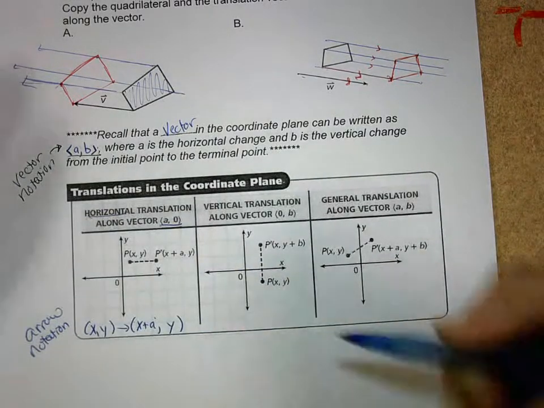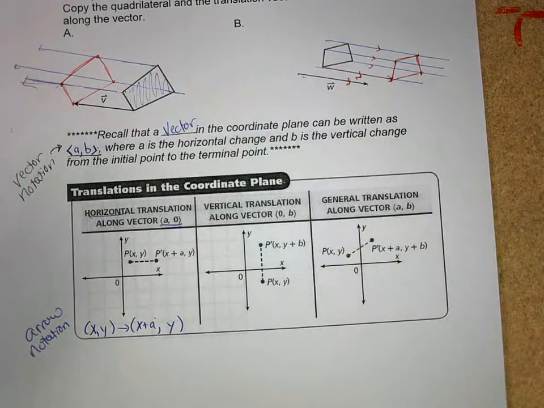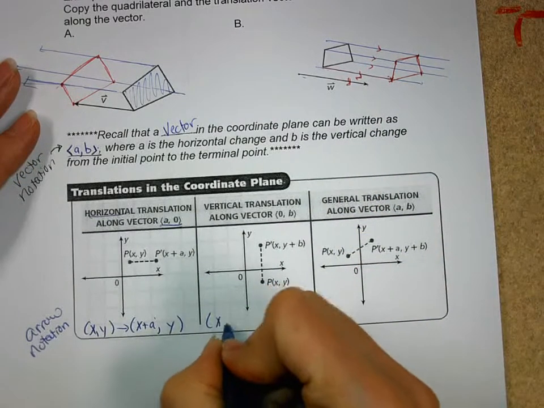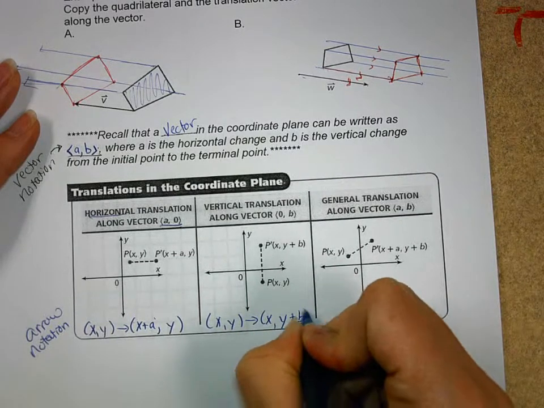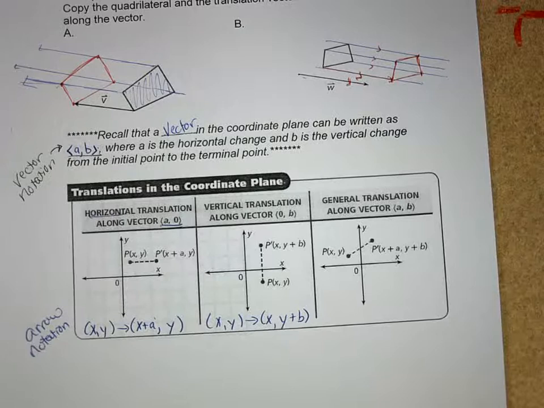Now, if I do a vertical translation, I'm going up and down. You notice the X doesn't change. So if my initial point was (x, y), my new point is going to be (x, y + b). So it changes it. But what if I want to go both horizontally and vertically with this?